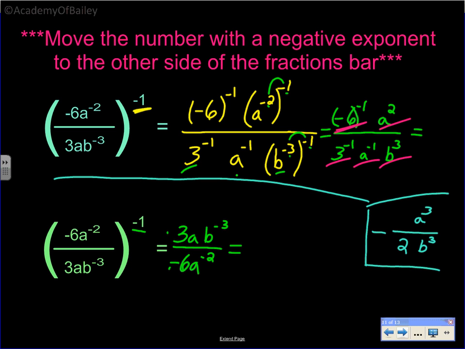And then from here, positive divided by the negative gives you a negative. 3 over 6 reduces to 1 over 2. A has a positive exponent. A to the negative second is on bottom, so it goes to the top. And b to the negative third is on top, and it goes to the bottom.